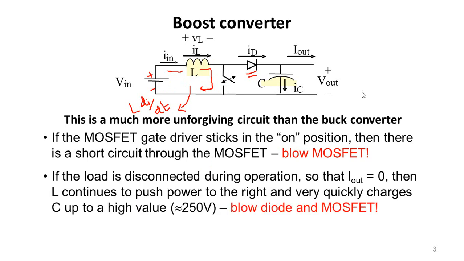And if the load is disconnected during operation, so that I out is equal to 0, then L continues to push to the right and very quickly charges C up to as high as 250 volts, enough to blow the diode and MOSFET. Yes, now it is clear.